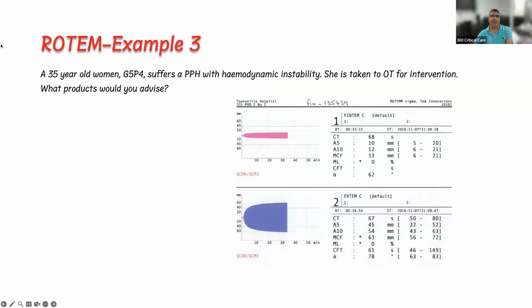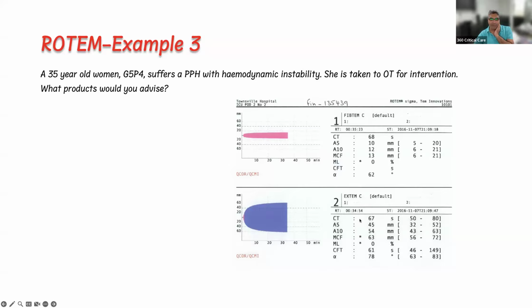This one, any takers? A 35-year-old woman, gravida 5, para 4, suffers a PPH with hemodynamic instability and is taken to theater for intervention. What products will you advise? So A5 is 10 here. Usually in a pregnant patient, we want an A5 around 11. So if it is 10, probably it is a fibrinogen deficiency.